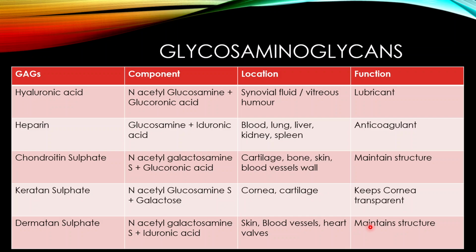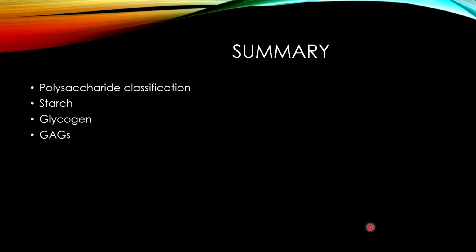So these are the important glycosaminoglycans, or the biomedical importance of glycosaminoglycans. To summarize, we talked about polysaccharide classification. Polysaccharides are homopolysaccharides or heteropolysaccharides, which contain more than 10 sugar units joined together by glycosidic bonds. If all the sugar units are the same, it is a homopolysaccharide. If it contains different sugar units, it is a heteropolysaccharide. Examples of homopolysaccharides are starch and glycogen, whereas heteropolysaccharides are agar and glycosaminoglycans.